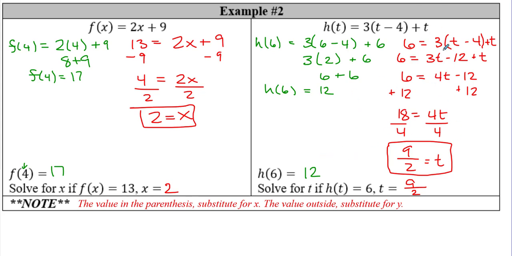So if you have a hard time doing this, remember, go back and visit some of my older videos that talk about solving equations. Brush up on that solving equations skill because we're going to be using that throughout this unit. Alright, let's move on to our next example.